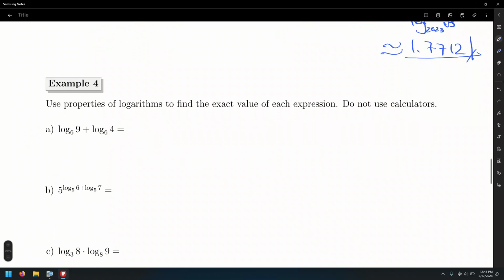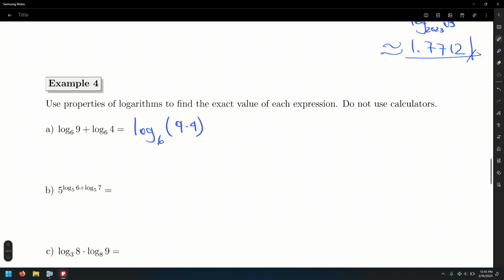So what do we have? We have logarithm base 6 of 9 plus logarithm base 6 of 4. So in this case, we have an addition of two logarithms. And well, we can combine these two logarithms together because they are like terms. What do I mean by like terms? Logarithms are like terms if they have the same base. Okay? So for example, in this case, they have the same base. We can use the addition to product. And that's going to be logarithm base 6 of 9 times 4.